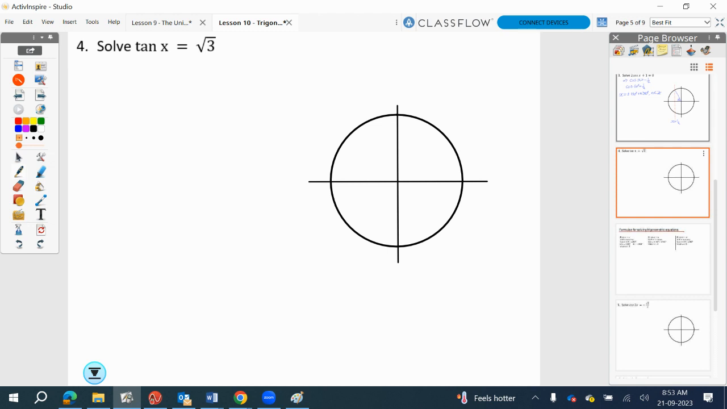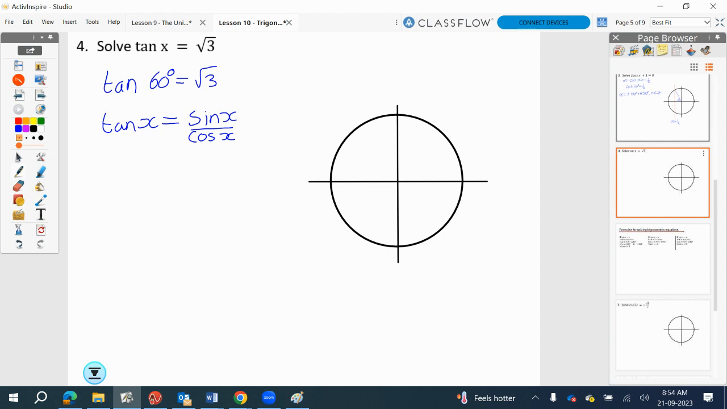Okay, let me do it on the board. All right, so our exact value table tells us that the tangent of what is root 3? 60. So the tangent of 60 is root 3. What else do we know about the tan of x? How can we define it? Sin x over cosine x.